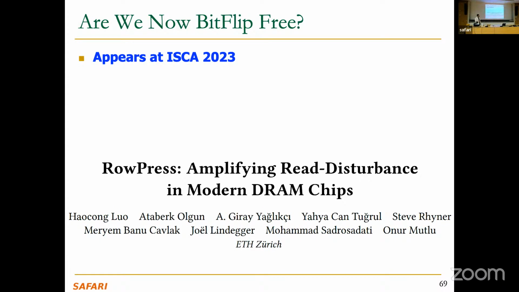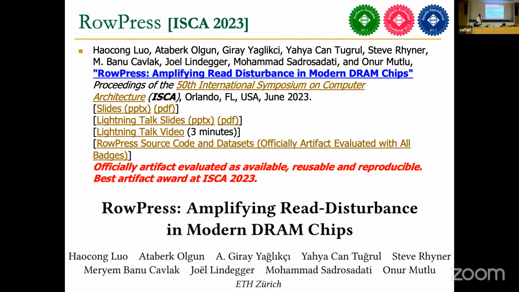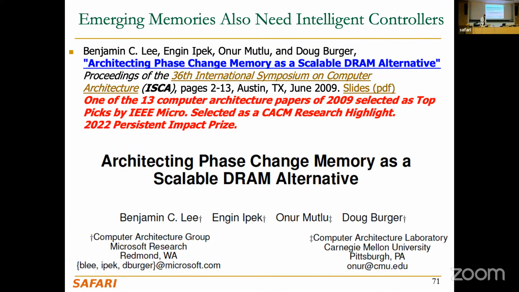So in 2023, we showed yet another way of creating what are called read disturbance errors in DRAM chips, with RowPress, as another type of vulnerability that can be exploited by an attacker to gain control of your system. And this was just shown this year at the International Symposium on Computer Architecture from our group. And other memory technologies also require intelligent controllers so that we can mitigate the scalability problems.